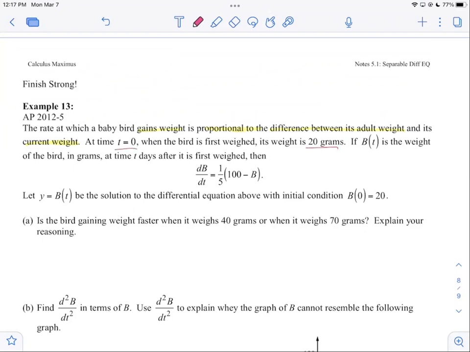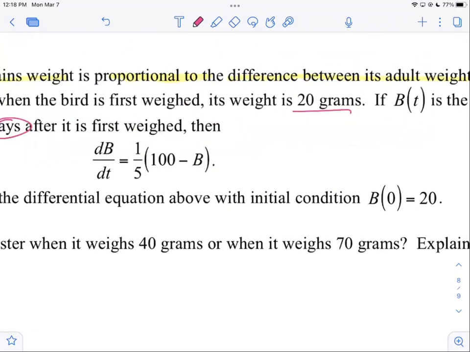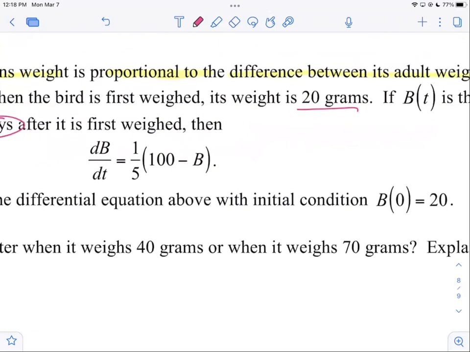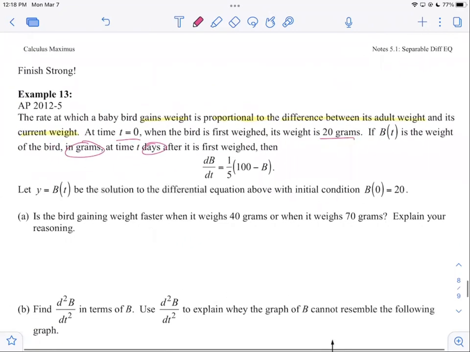Okay, so there's an initial condition. If B of t is the weight of the bird in grams at t days after it's first weighed, then, and look, they're giving us the differential equation. dB/dt equals 1/5 (100 minus B). That's the differential equation. Let y equals B of t be the solution to the differential equation above with this initial condition. All right, we'll let that happen. No objections from me. Part A, is the bird gaining weight faster when it's 40 or when it's 70? Explain your reasoning. Is the bird gaining weight faster when it weighs 40 or 70?